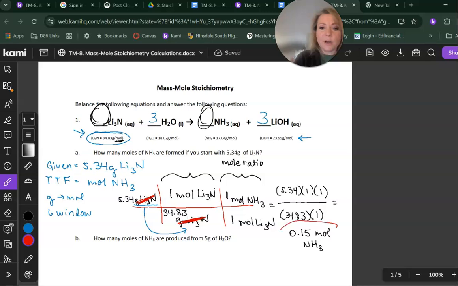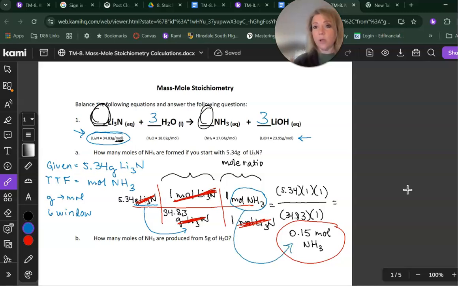NH3. Now, how did I know that my unit was moles of NH3? Because if I look back at my table, at my windows, I have moles of Li3N on the top and at the bottom, and what I'm left with is moles of NH3, and that is how you always know what your units are. Now remember, if you want full credit, you have to have the number, you have to have the units, you have to say moles, and then you also have to tell me what the formula is for the compound that you're trying to find. All right, that is how you solve mass mole stoichiometry problems.